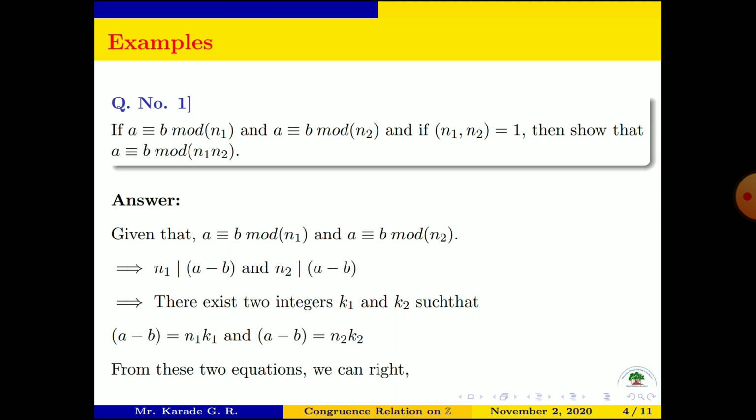From these two equations we can write, as the left hand side of these two equations is the same, therefore the right hand side of these two equations must be the same. Therefore, we can write n1 k1 is equal to n2 k2, but also given that the GCD of n1 and n2 is equal to 1.